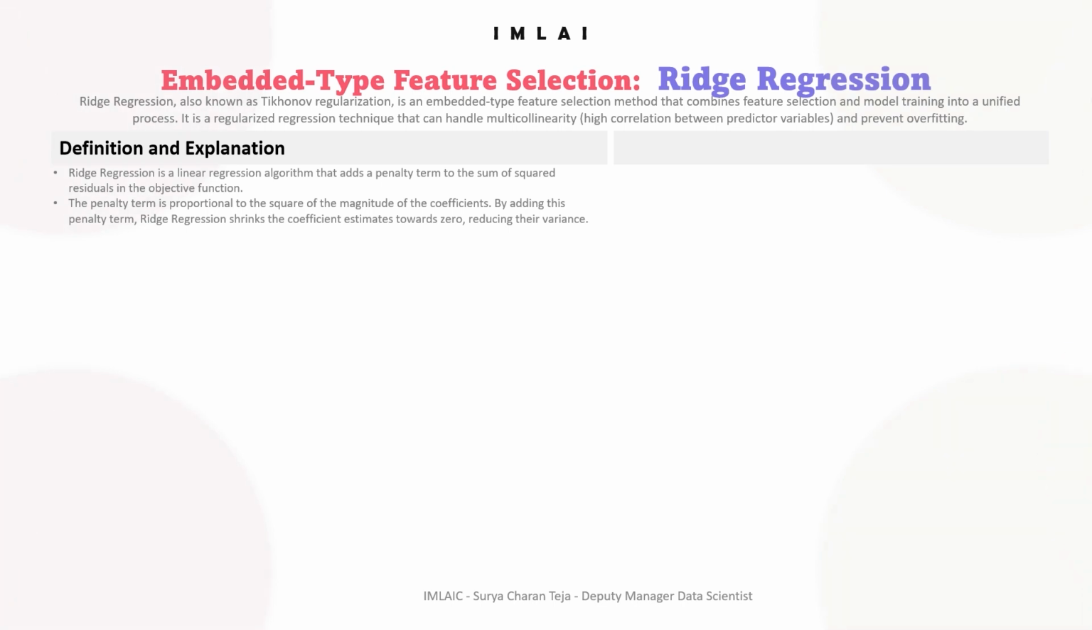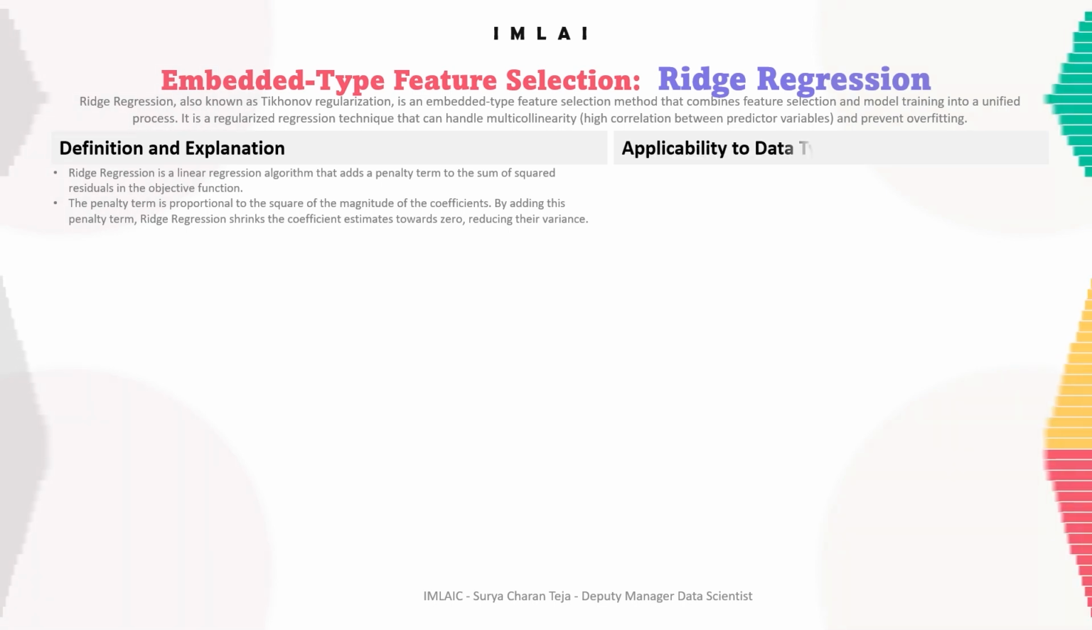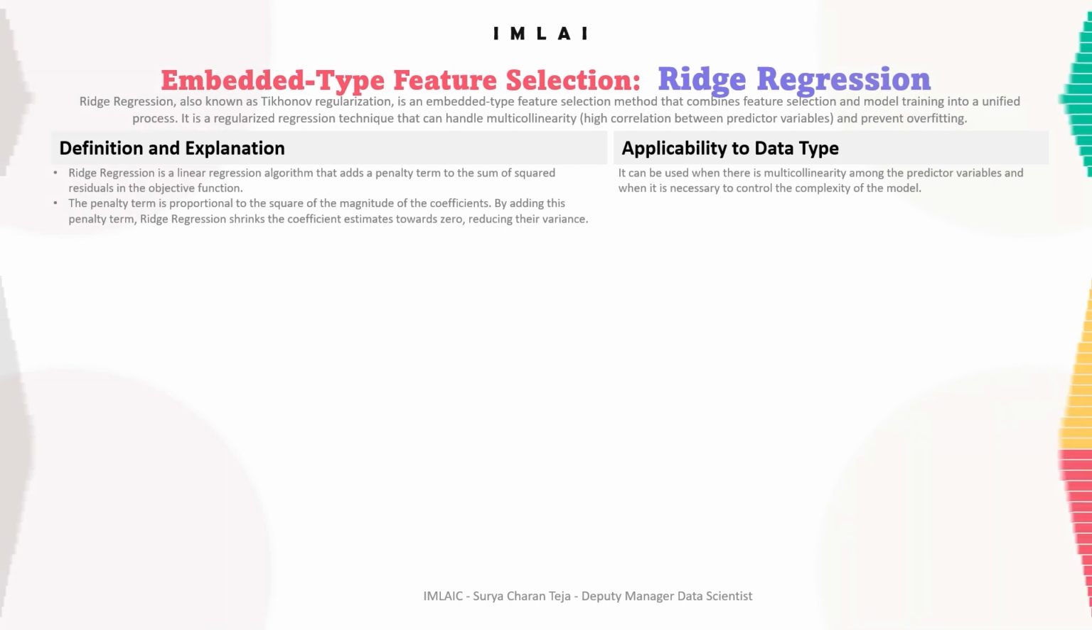Now let's look into the applicability. Ridge regression is applicable to both single sample and multi-sample data sets. It can be used when there is multicollinearity among the predictor variables and when it is necessary to control the complexity of the model. I'm repeating this, the most important point is applicability, where it is applicable. It can be used when there is multicollinearity among the predictor variables and when it is necessary to control the complexity of the model.